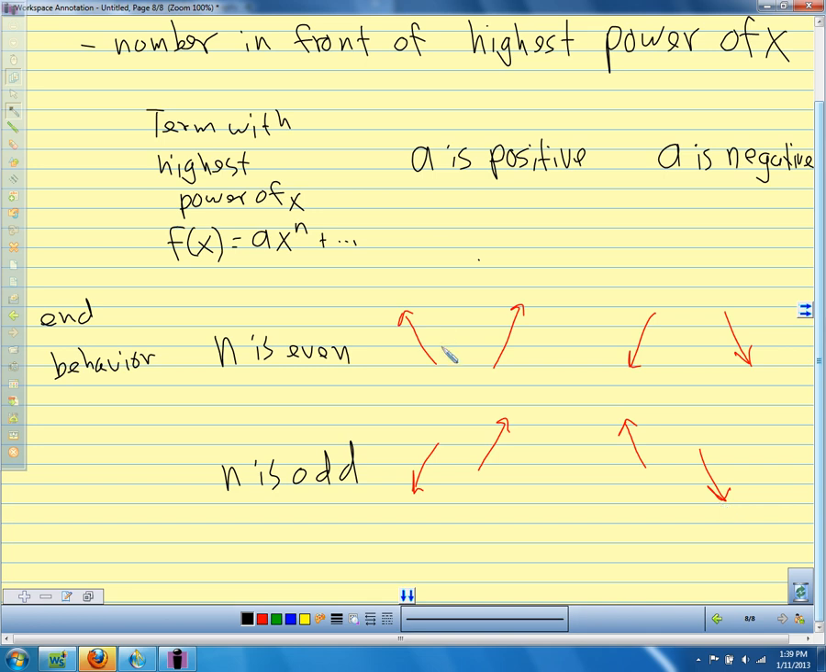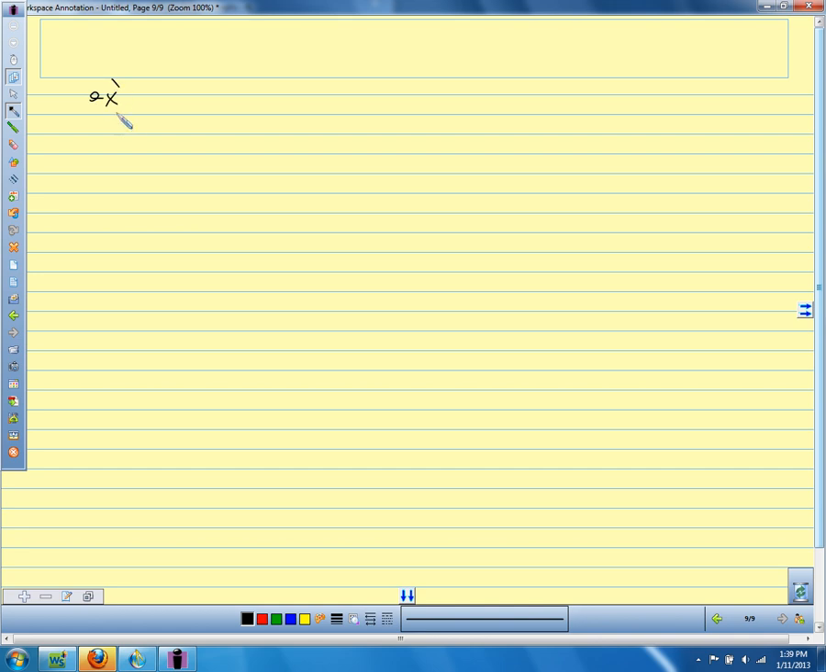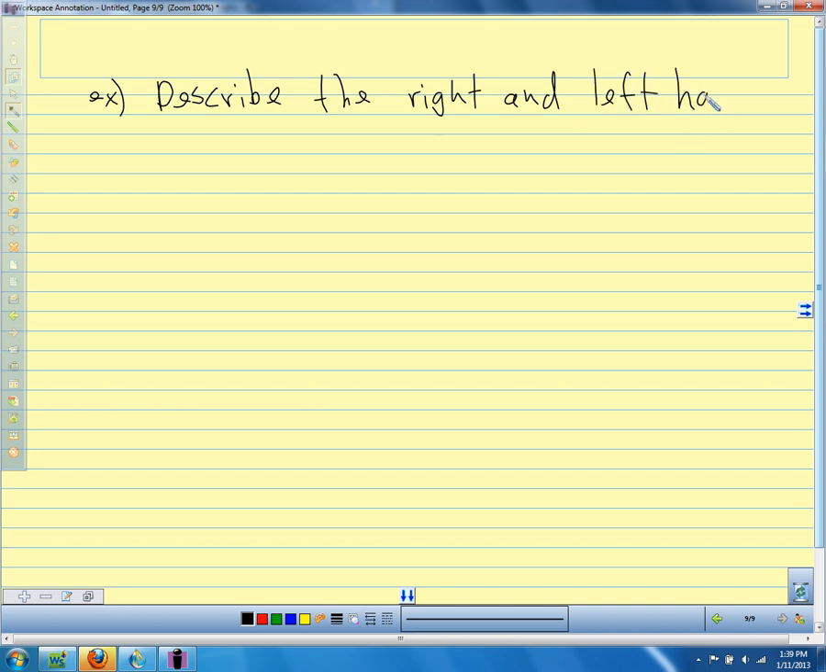So these are questions on our test. We'll look at a couple of examples in just a second. All right, so one way that you'll be asked this question is to describe the right and left hand behavior.